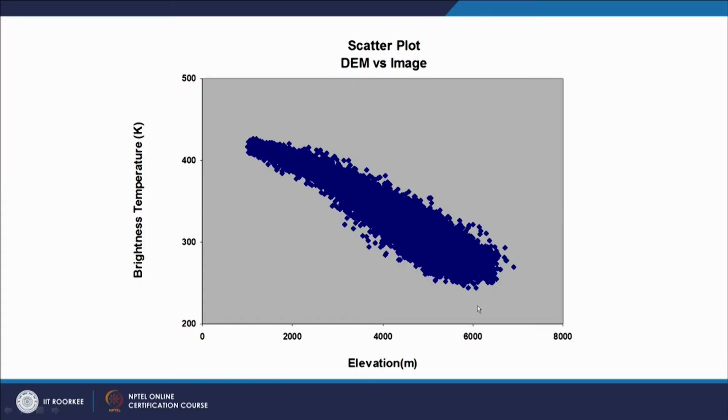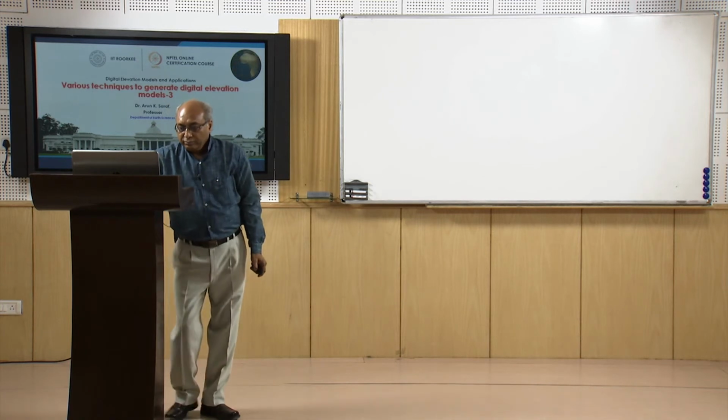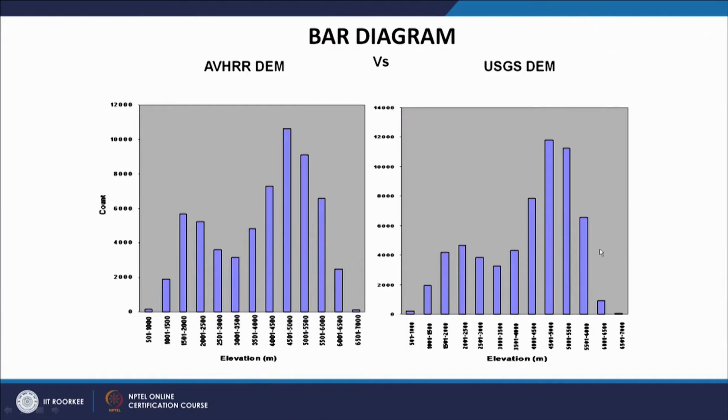As elevation goes higher and higher, we get less brightness temperature value, which is in Kelvin. Now we also see the comparison here with NOAA-DM for different ranges of elevations, and USGS-DM. So we see that it is having almost the same pattern as AVHRR-DM. So two different ways the comparison was done here.